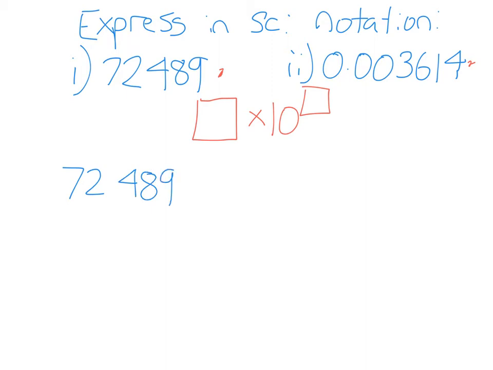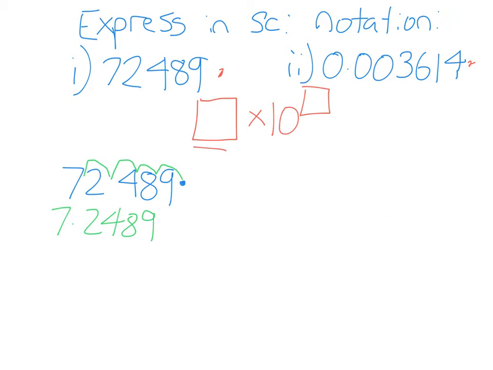So, what I want to do is I want to change this so it is some number between 1 and 10. So I know that 72,489 is just the same as 72,489.0. So I put the decimal point here. Now to make this into a number between 1 and 10, I need to move the decimal point. So I'm going to move it 1, 2, 3 spots, and then it's 72.489. That's not between 1 and 10, so I move it again. And I'm left with 7.2489. Clearly, that's between 1 and 10.